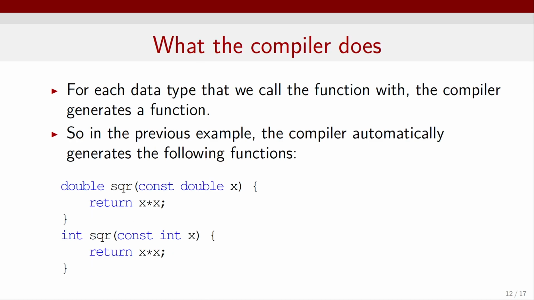Now, here's what the compiler essentially does in this case. For each data type that we call the function with, the compiler generates a function. So in the previous example, the compiler automatically generates the following functions. This is a square function with a double argument and a double output. And this is a square function with a constant integer argument and an integer output. So it is creating an overloaded function, but we don't have to repeat this code ourselves. The compiler does it automatically.